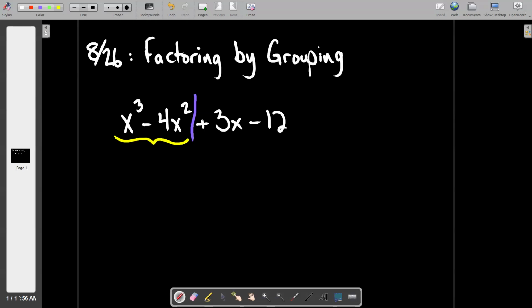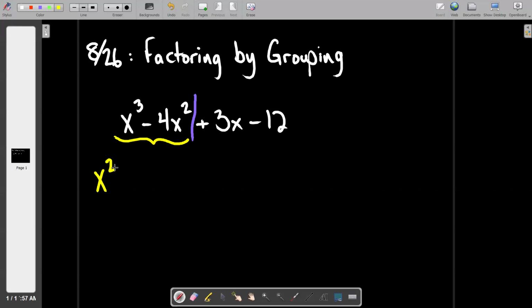But in this half, the left half, what's something you could say is in both of those terms? What do they both have? They both have an X. They both have more than one X, actually. You would agree that the first term has XXX and the second term has XX. Therefore, in common, we can pull out two of them, also known as X squared.